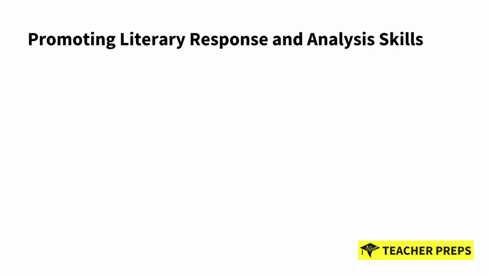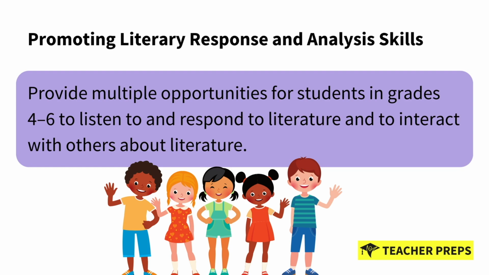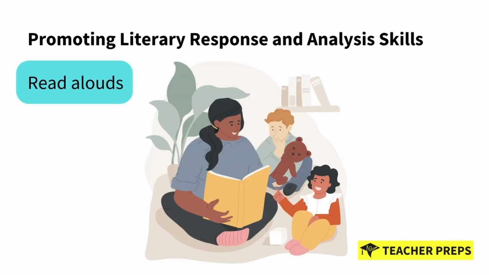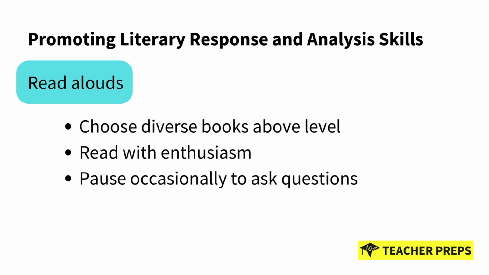Moving to our next topic, promoting literary response and analysis skills. In this section, you'll learn how to provide multiple opportunities for students in grades 4 through 6 to listen to and respond to literature and to interact with others about literature. Starting with read alouds, teachers can expose students to a range of genres, authors, and cultures, modeling fluency and expression. To implement this, choose diverse books that might be slightly above their independent reading level. Read with enthusiasm, changing your voice for the different characters, and pause occasionally to ask open-ended questions.